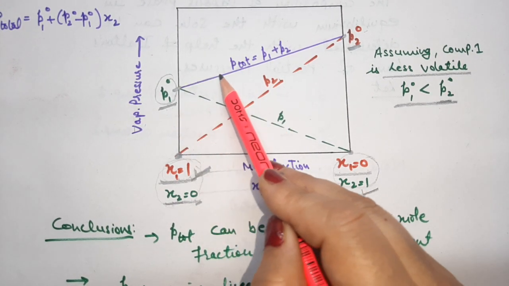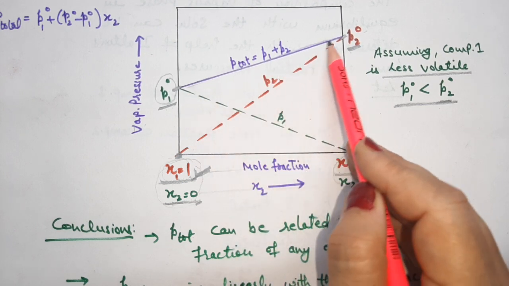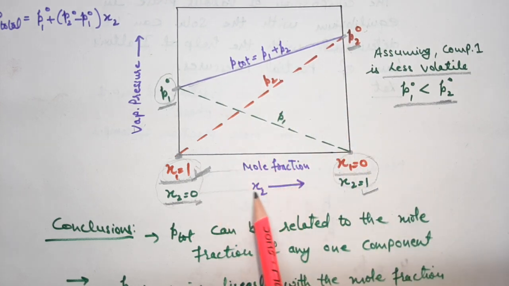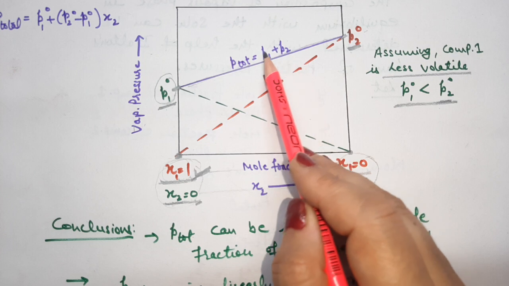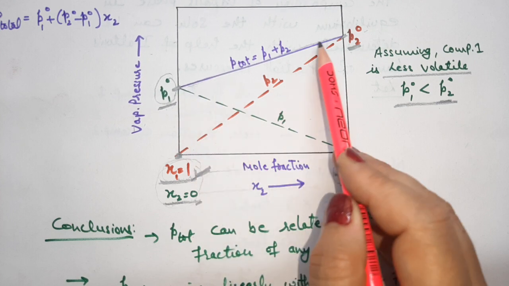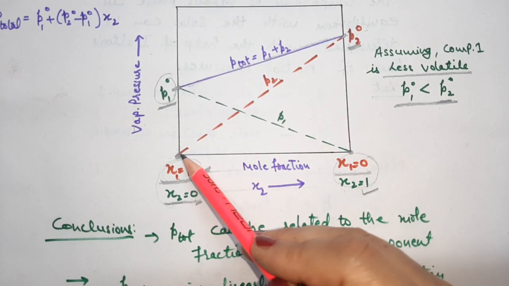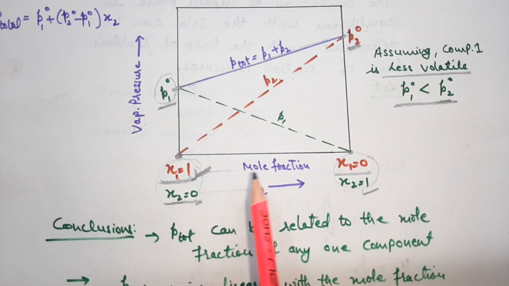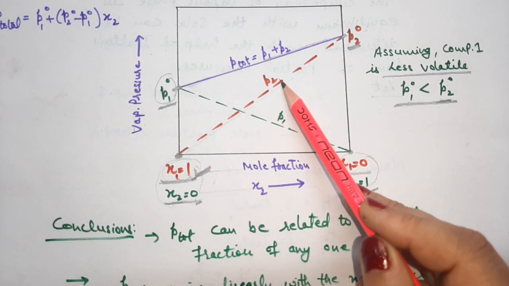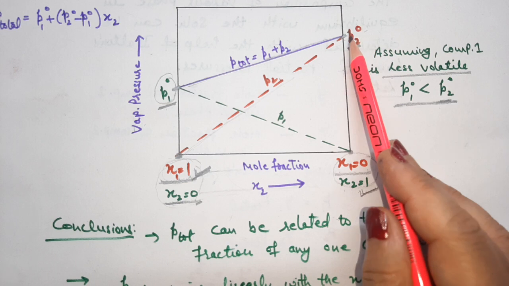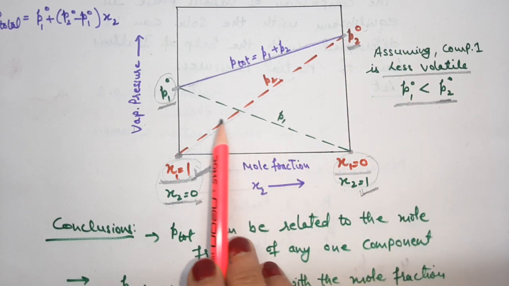If we join these two points, this will give us the P total. It means in between these two, whatever the composition changes, the vapor pressure also changes, but the total vapor pressure will be between P1 node and P2 node. Here, if we see this line, the mole fraction of component 1 is decreasing and component 2 is increasing. That's why the graph is a straight line, and where x2 becomes 1, it touches P2 node, and same for the other side.